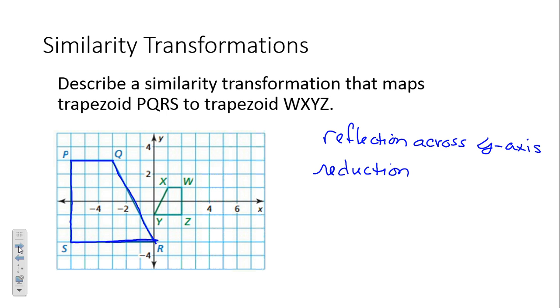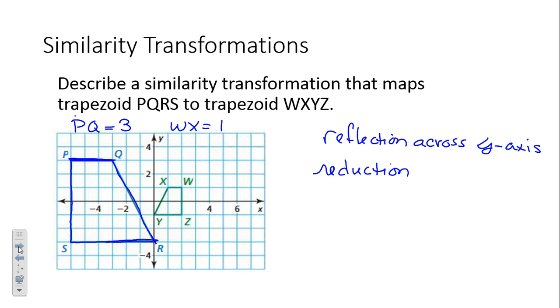How big is PQ? How long is the distance between P and Q? Good. So the distance between P and Q is 3. Which segment represents or is similar to PQ in our other figure? Which segment corresponds to PQ in our other figure? There's nothing that's congruent. WX or XW. How long is WX or XW? Okay, so you told me this is a reduction.